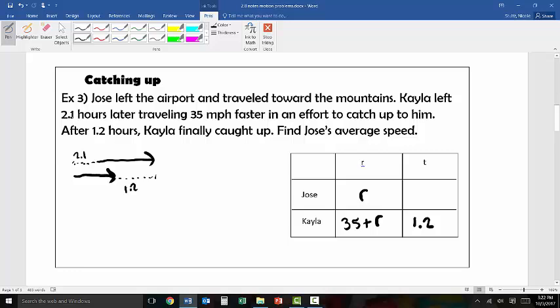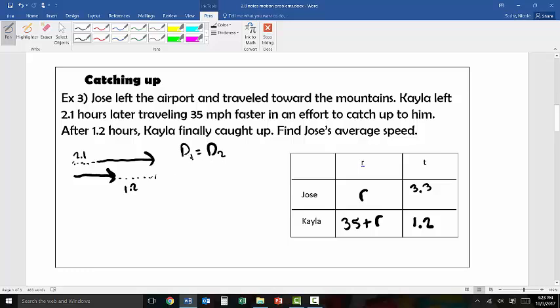Jose was already in the air 2.1 hours, and then Kayla left, and she caught up to him in 1.2 hours. So he was in the air for a total of 3.3 hours, right? 2.1 hour head start plus the 1.2 it took for her to catch up to him. So when you have a catching up problem, you set each person's distance equal to each other.